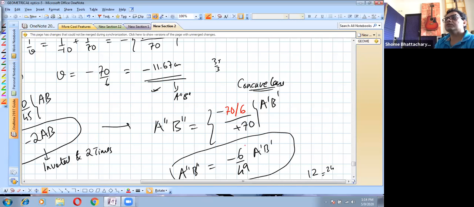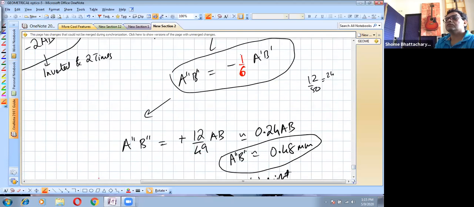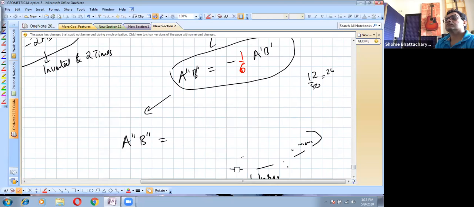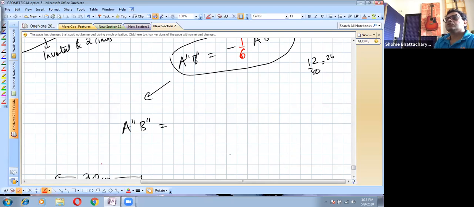So this is becoming even more convenient. This is becoming 10 by 6. Oh, sorry, this is becoming 1 by 6. Correct. This is becoming 1 by 6, but again with a minus sign. So now what is happening? I'll just do the calculation of this part again. So this should become minus 1 by 6 times minus 2 times AB. So it should become AB by 3.